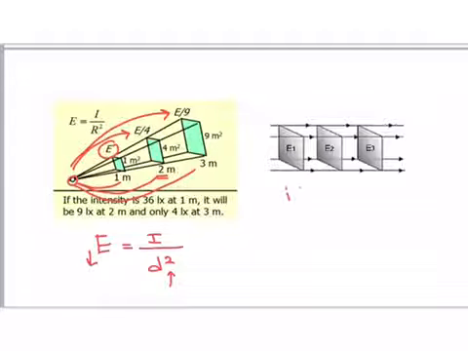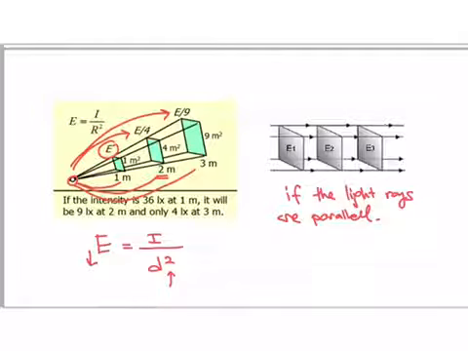But if the light rays are parallel, then the distance doesn't affect the illumination, because you see that the number of rays passing through each surface is the same. So in this example, the illumination E1 is equal to E2 and is equal to E3.